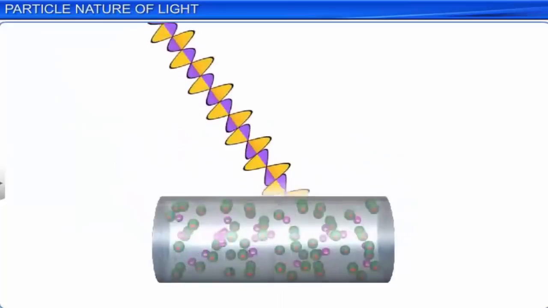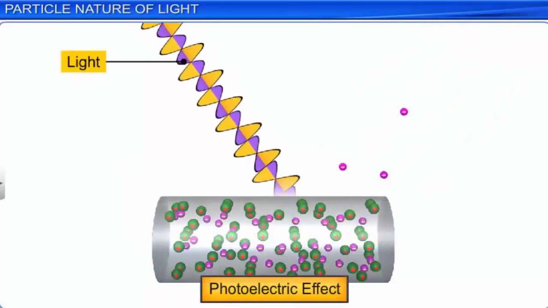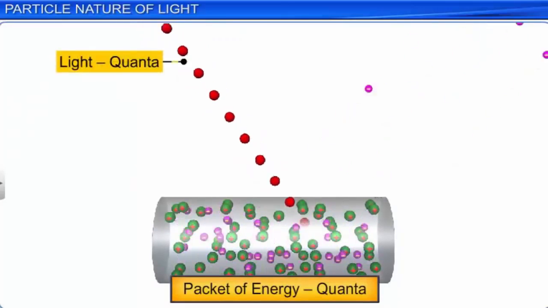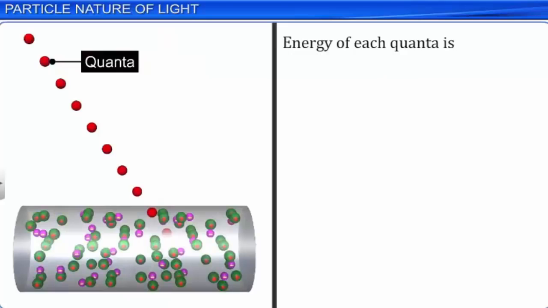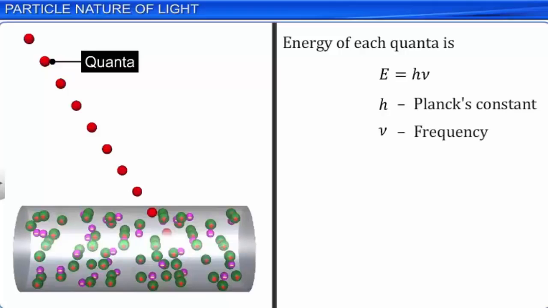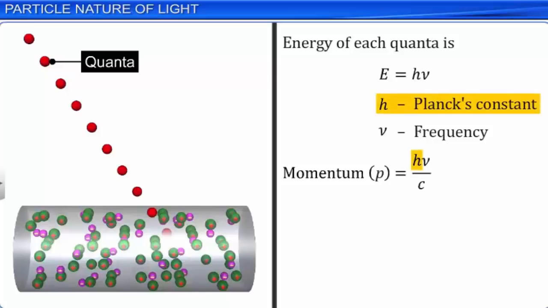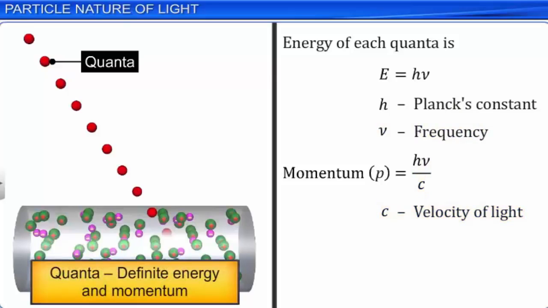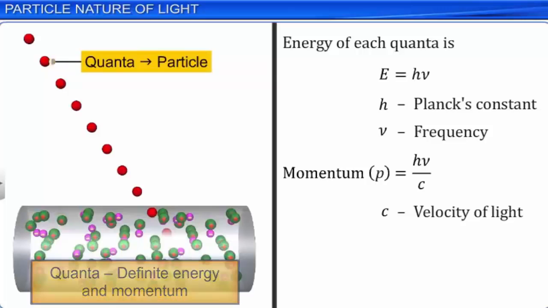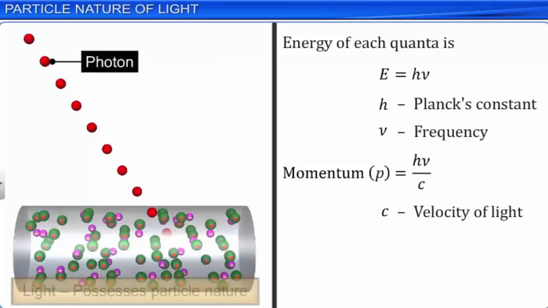As you know, the phenomenon of photoelectric effect explains that light consists of packets of energy known as quanta, and this characteristic of light exhibits during its interaction with matter. Each such packet has energy E equal to h nu, where h is the Planck's constant and nu is the frequency of light that is being used. Einstein concluded that each packet of energy can also be associated with a definite momentum p equal to h nu by c, where h is the Planck's constant, nu is the frequency of the light used, and c is the velocity of light. Each quanta has definite energy as well as momentum, and hence each packet of energy can be treated as a particle, which is called a photon. Now we can say that light possesses a particle nature as well.